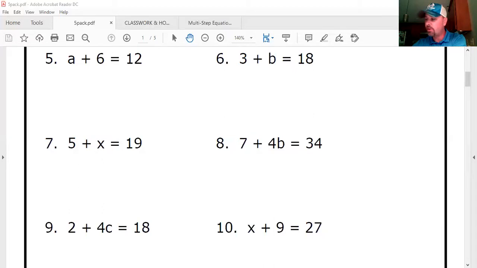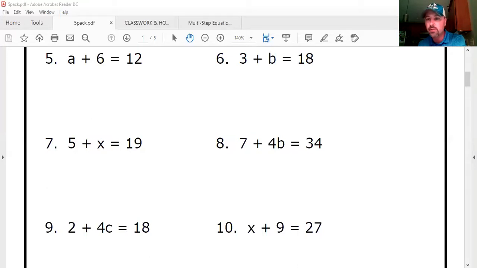All right, so here's the first one that we're going to look at. 7 plus 4b is equal to 34. Okay, there's my line at the equal sign. I want to start here. So I know this 7 is just sitting here, but it's addition. There is a plus sign in front of it if you don't see anything. So this is a plus 7, and then this is a 4b, which means multiplication.